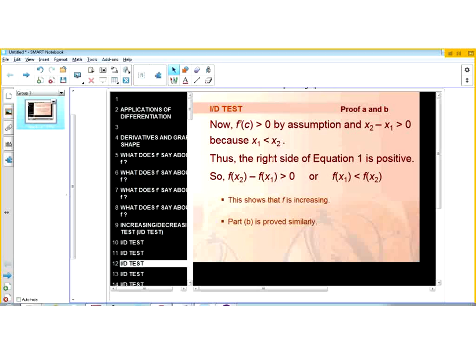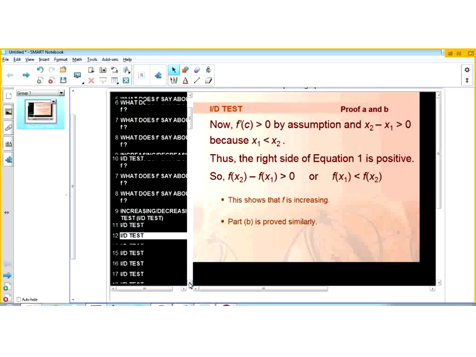Okay, so we have f(x2) minus f(x1) is greater than 0, or f(x1) is less than f(x2). And this shows that f is increasing. Now, part B, for the decreasing part of the proof of the ID test, is done similarly.